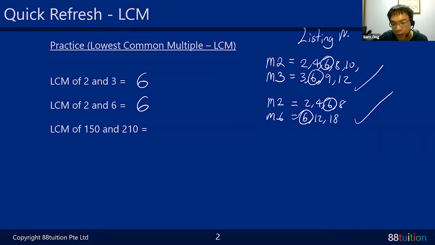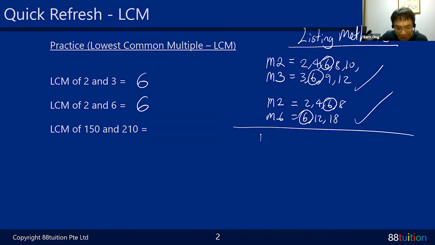Usually for students, after the PSLE, when you go to Sec 1, Sec 2, everything is forgotten already. Correct or not? Cannot be like that. So for LCM, you can use this method. But what if the numbers are so big, like 150 and 210? Are you going to list out the multiples of 150? 150, 300, 450. List until when? So how?